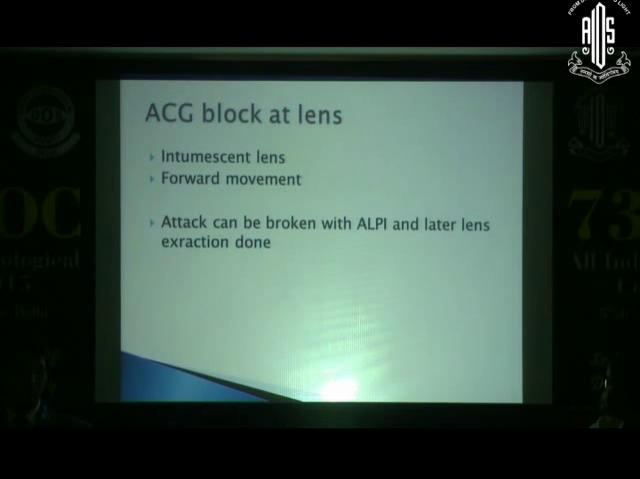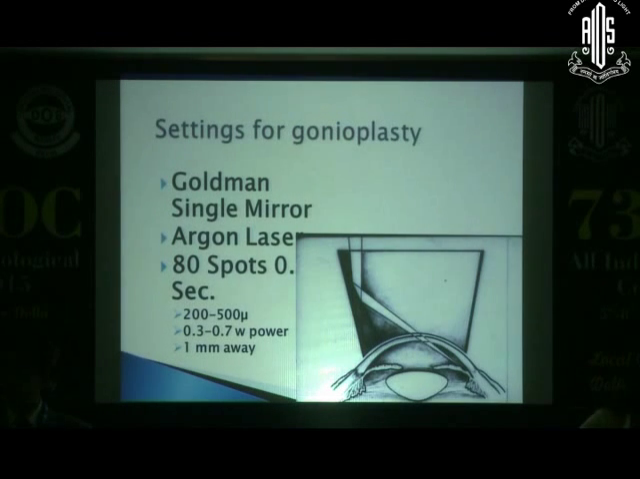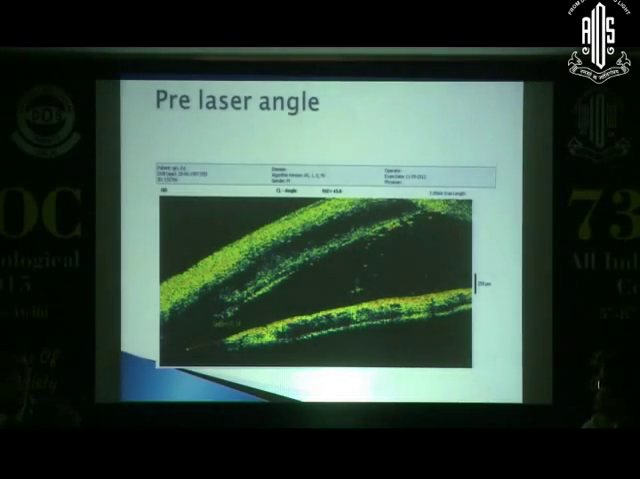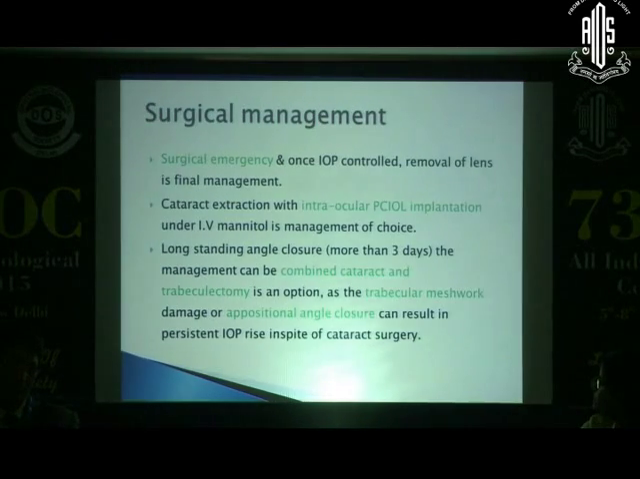Another interesting thing was that in some of these situations you can actually do a peripheral iridoplasty, in which you stretch out the peripheral iris and give a large spot size of around 300 to 400 microns in the periphery, and you can give 80 spots all around, 0.3 to 0.7 watt power and 0.15, 0.2 seconds. The idea is to stretch out the iris and open up the angle. So what is closed angle here actually opens up widely, and this works in almost any kind of glaucoma. So please remember, gonioplasty is something which works where nothing else is working.